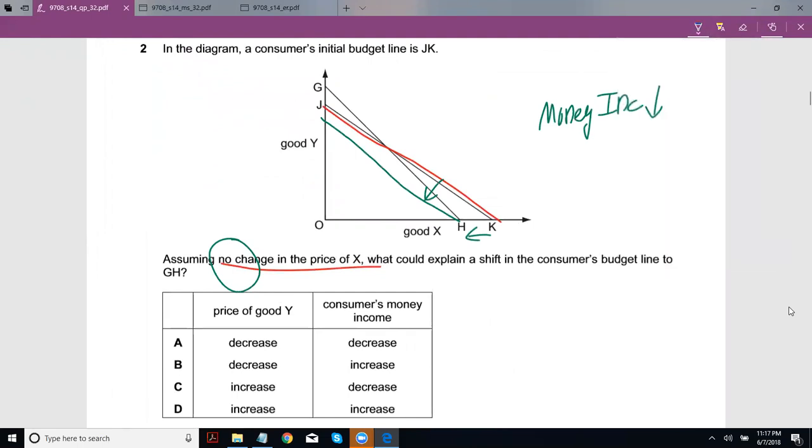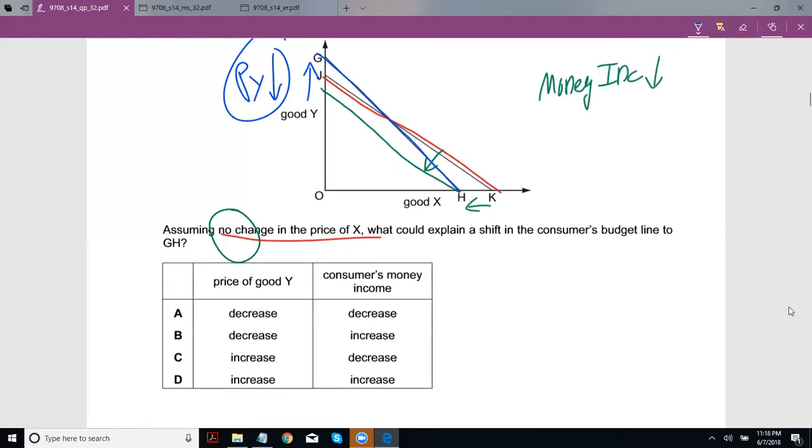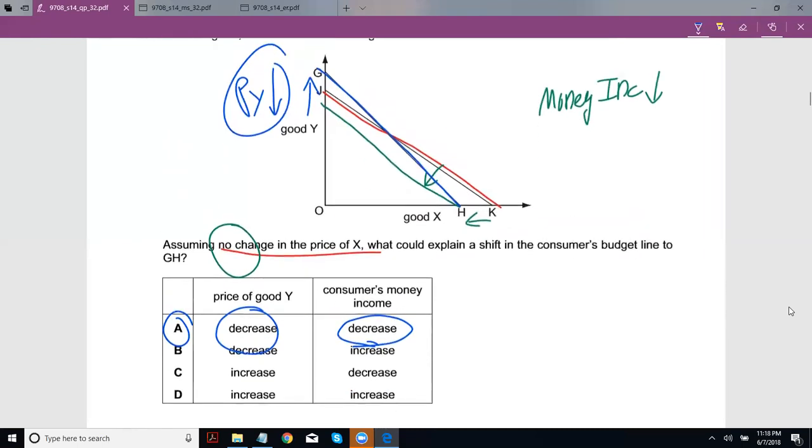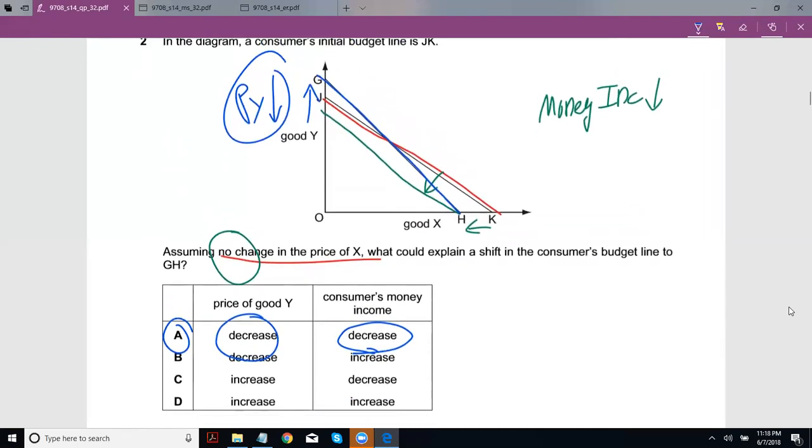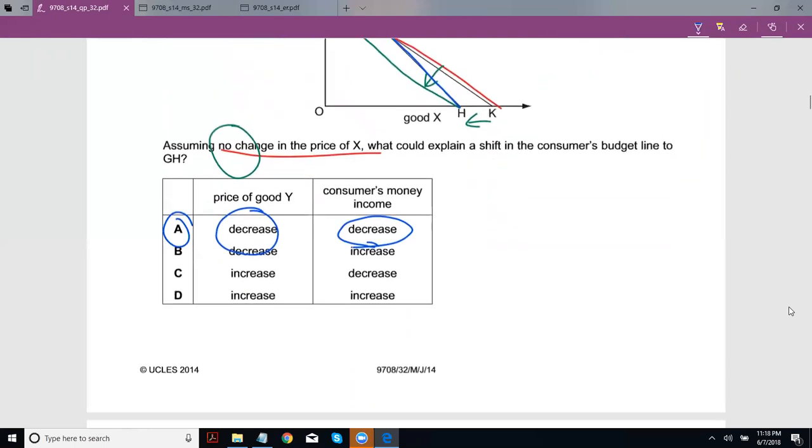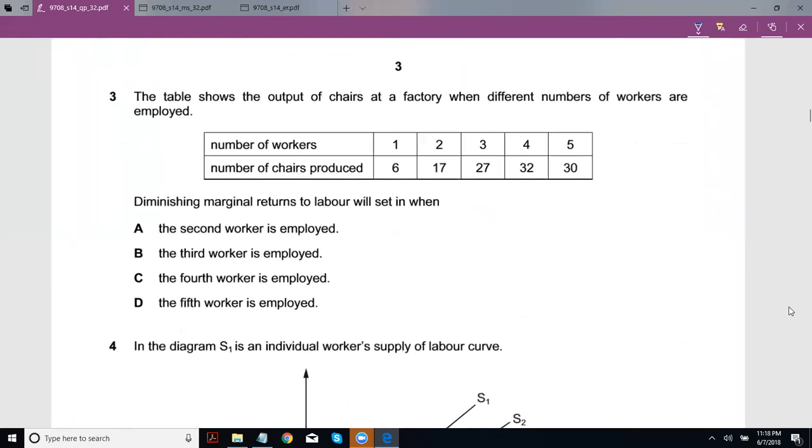And then what happened later on, which I'm going to draw with blue, is that the price of good Y fell, which is why you can consume more of Y. So the price of good Y decreased and the consumer's money income decreased. That was fine for the explanation, right? Yes. Okay, so enthusiastic yeses all the way.